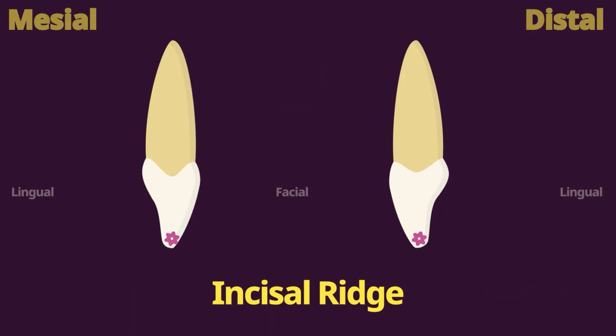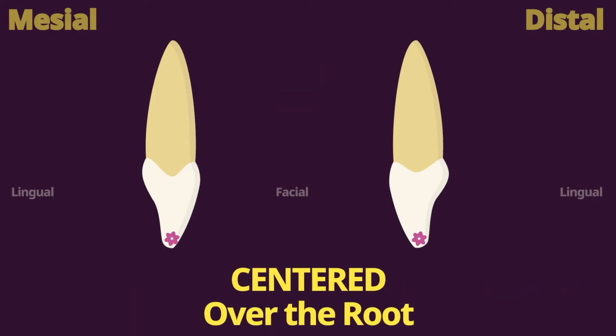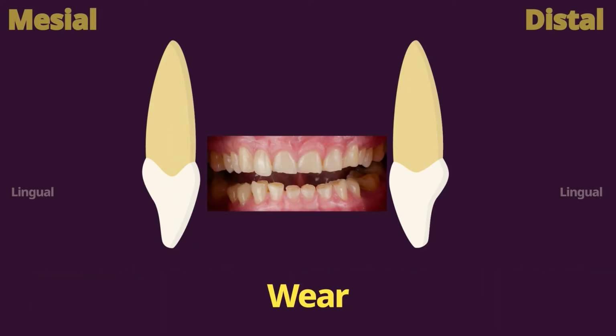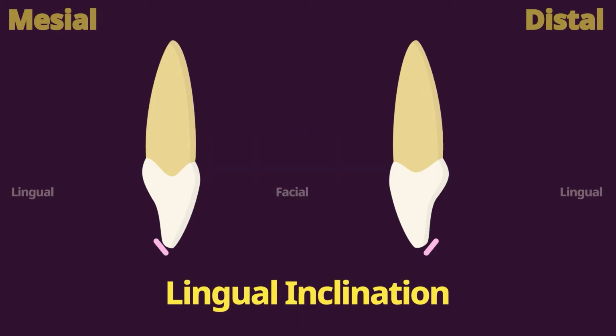The incisal ridge is centered over the root. Another way of saying this is that a line that goes through the center of the tooth is going to bisect both the apex of the root and the incisal ridge. If this tooth has wear facets from use or incising against those mandibular incisors, it's going to be lingually inclined.